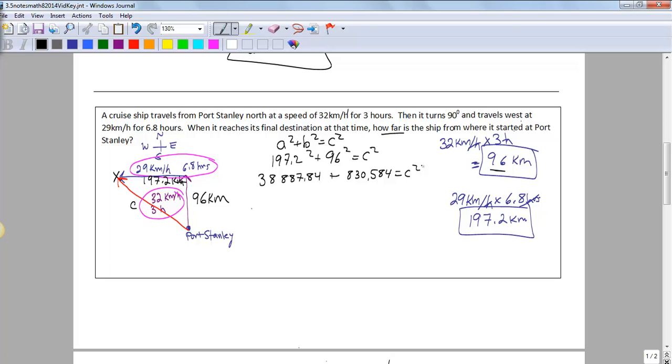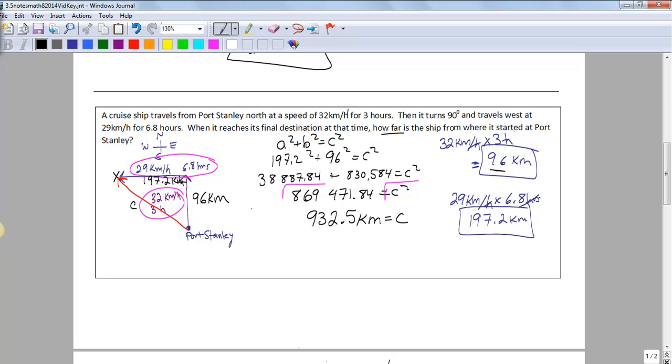That equals c squared. So let me do a little work on my calculator here. Put those back together. 48,103.84 equals c squared. Take the square root of both sides. And the ship is precisely, or I shouldn't say precisely, approximately 219.3 kilometers from where it started after that long trip.